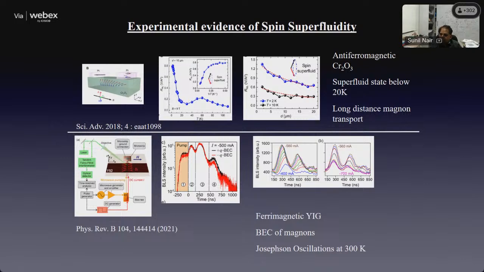The other thing, which is from Hillebrand's group in Germany, was that they used a different technique to look at ferrimagnetic YIG again, and they created a Bose-Einstein condensation of magnons at room temperature itself. And they also showed what looks like Josephson oscillations. If you look at these graphs here, let me not go into the details of it. But these are the first signs so far that you can actually have a spin Josephson effect like you have a charge Josephson effect. The only problem is that here you can see that the time scales are much smaller.